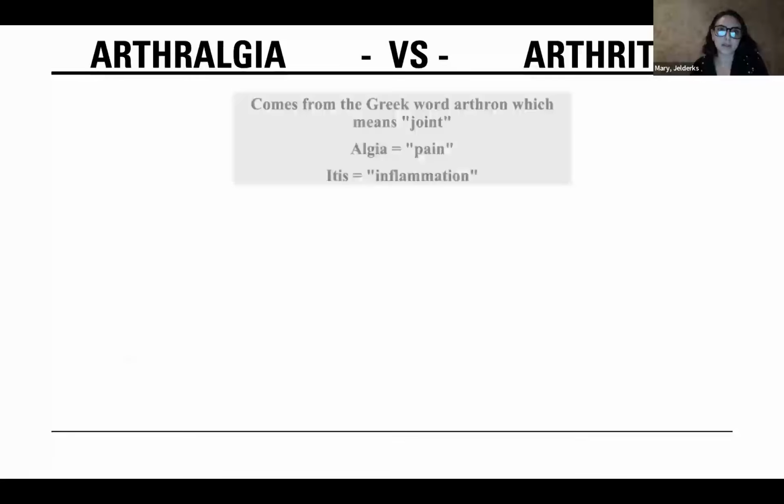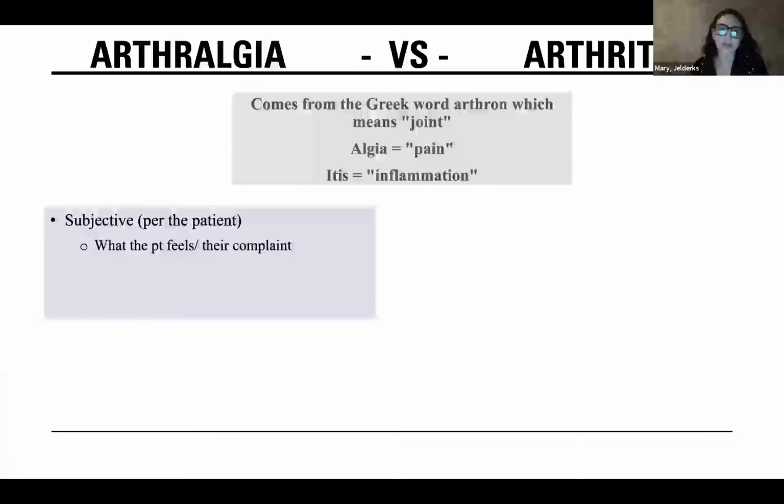Another point in terminology that commonly gets confused is the words arthralgia and arthritis. It's very important that we distinguish this because, again, it gets a little confusing and nuanced. The words arthralgia and arthritis come from the Greek word arthron, which means joint. Algia means pain and itis means inflammation.